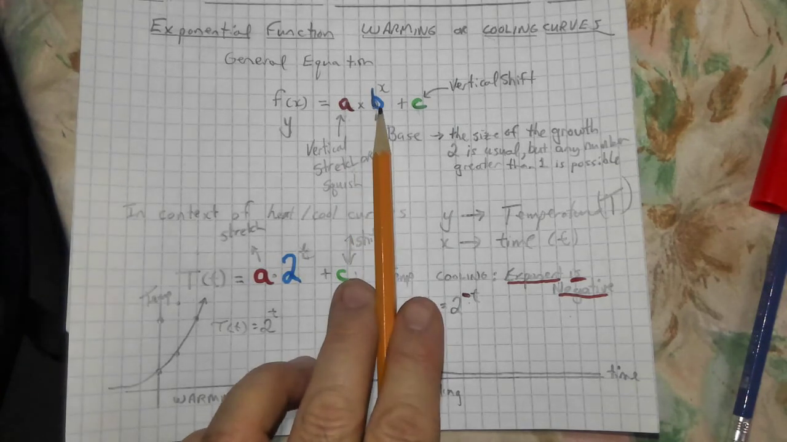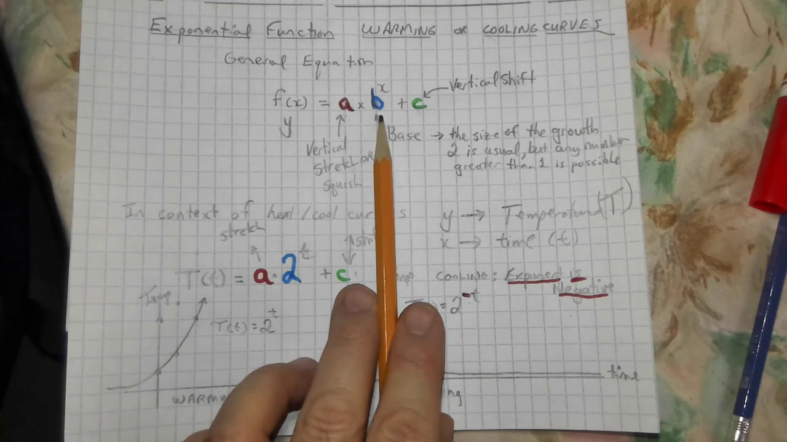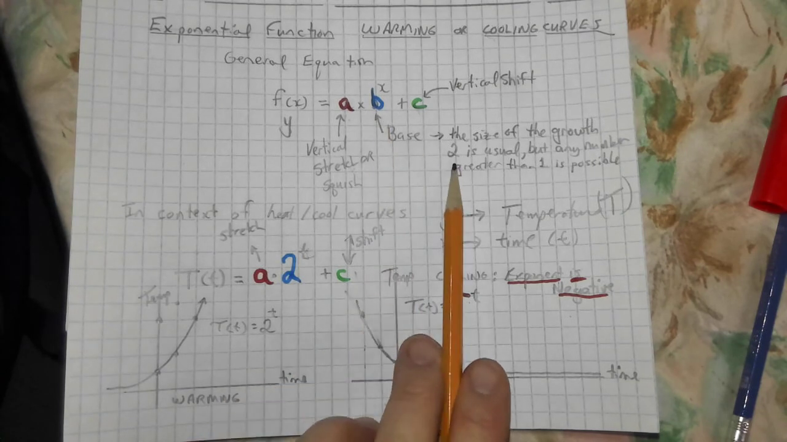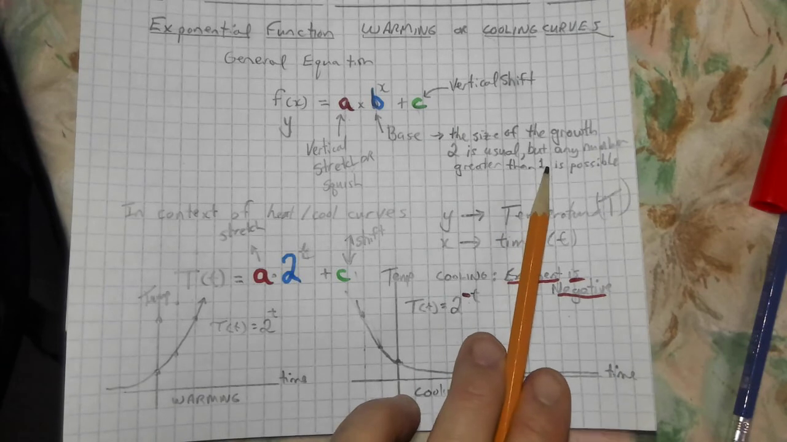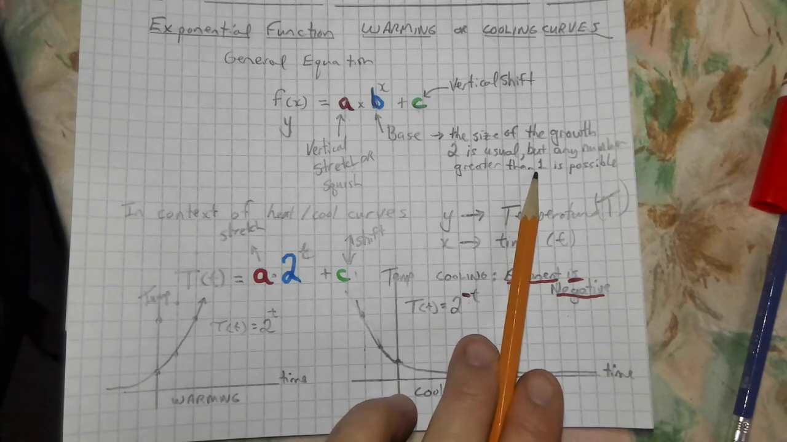A is your vertical squish or stretcher. B is the base, which is different depending on how quickly the curve grows or cools. And 2 is a usual number, but it can be anything greater than 1.